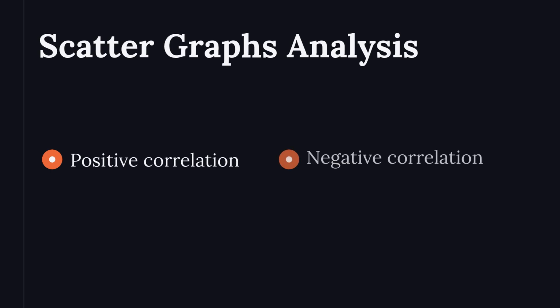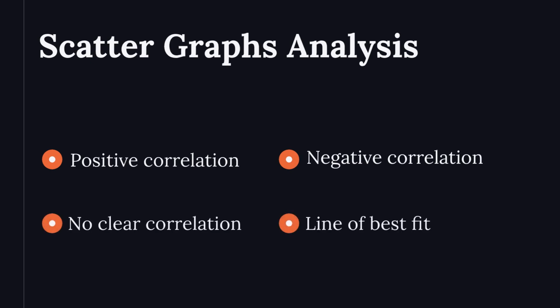Scatter graphs reveal correlation types. Positive correlation means both variables increase. Negative correlation means one decreases as the other increases. No correlation shows no clear pattern. A line of best fit can clarify trends.